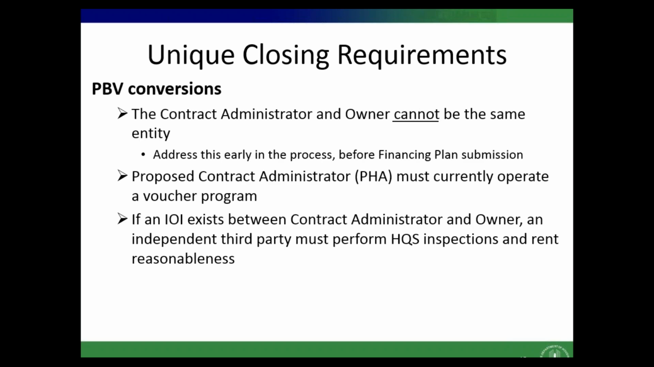In PBV conversions, I think the most important takeaway today is to remember that if you are the PHA and you are the owner and you want to go PBV, there has to be some other entity established to be the owner for purposes of the Section 8 contract, because the PHA itself would be the contract administrator and can't have the same entity on both sides of the contract. So what we've determined is that for purposes of the Section 8 contract, the owner is an entity that has responsibilities for management and leasing. So you can work with that, and if that's the way you want to go, you have to think about that, I would say, early in the process. You also have to have a voucher program in order to be the contract administrator for the PBV contract.